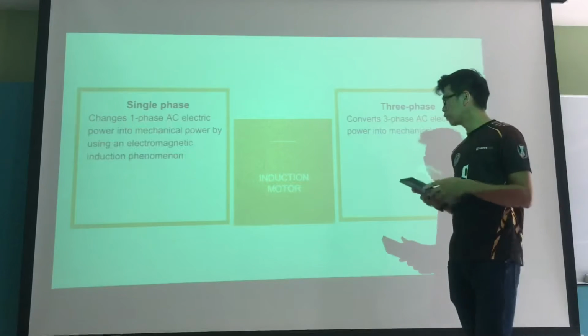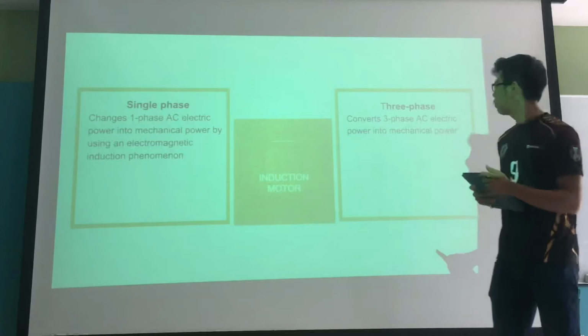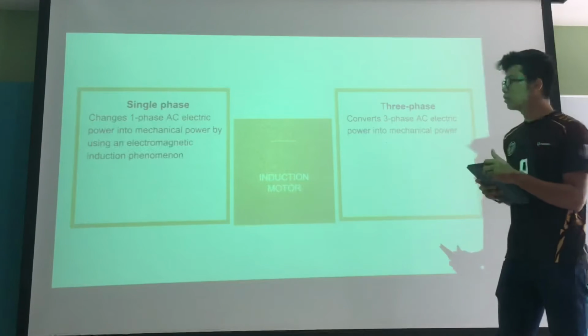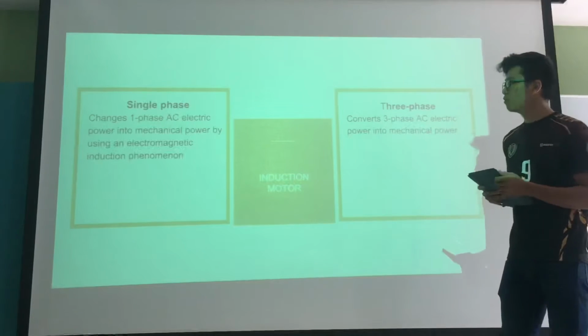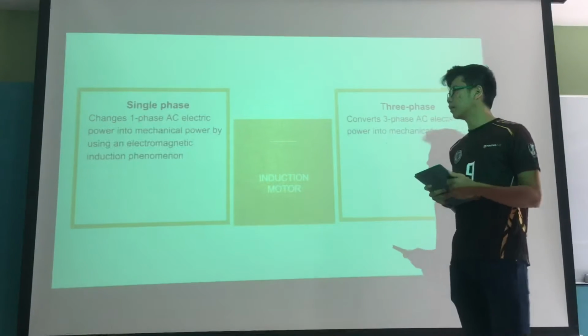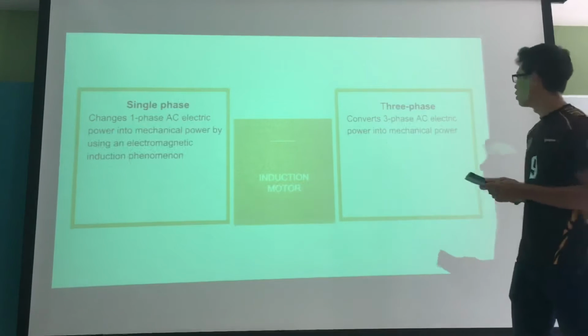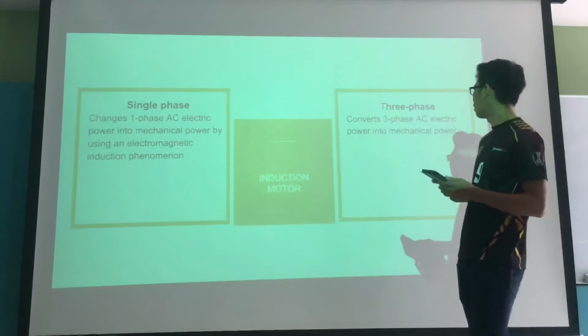There are two types of induction motor. One is single-phase induction motor, and another one is three-phase induction motor. Single-phase induction motor changes single-phase alternating current electric power into mechanical power by using an electromagnetic induction phenomenon, while three-phase induction motor converts three-phase alternating current electric power into mechanical power.